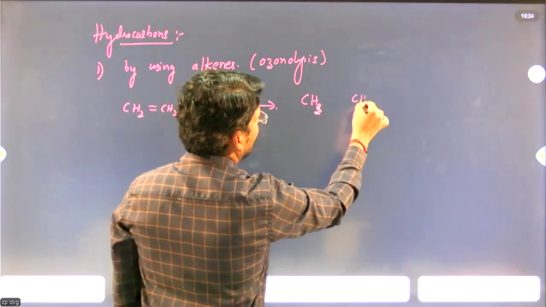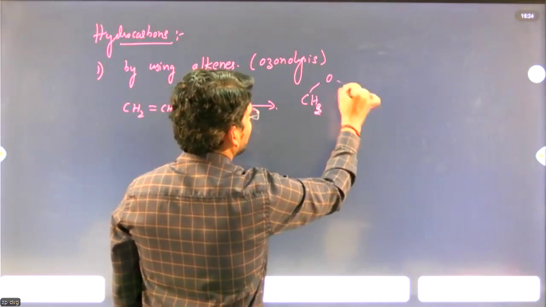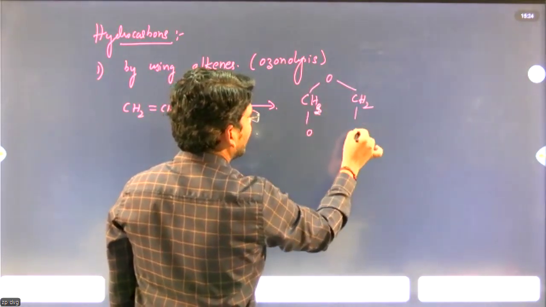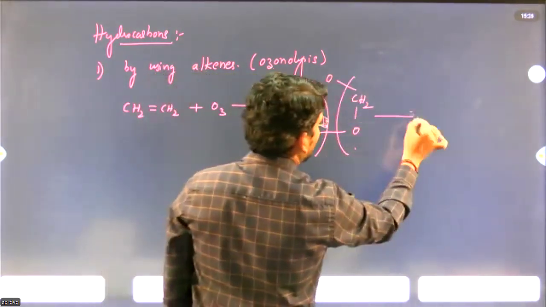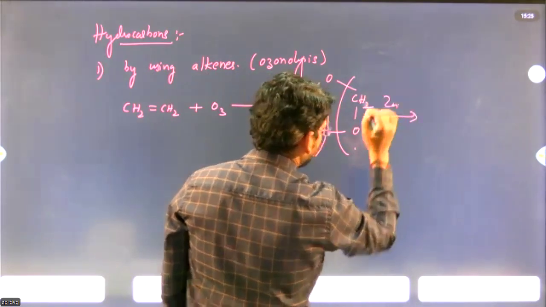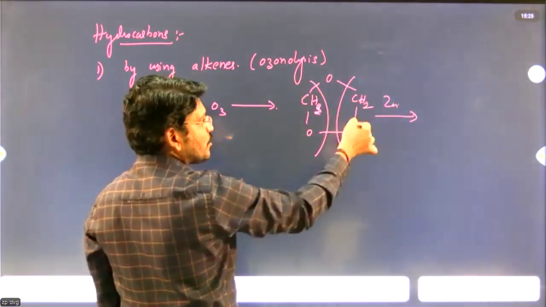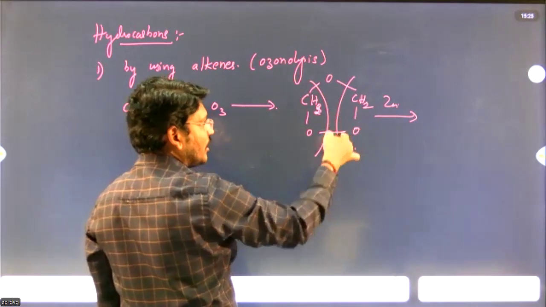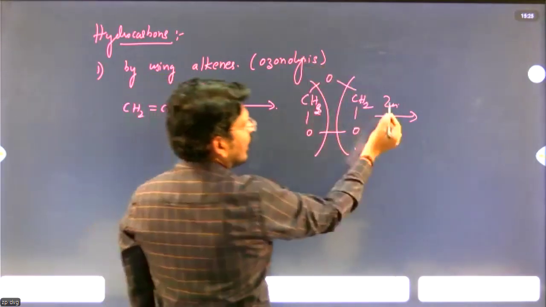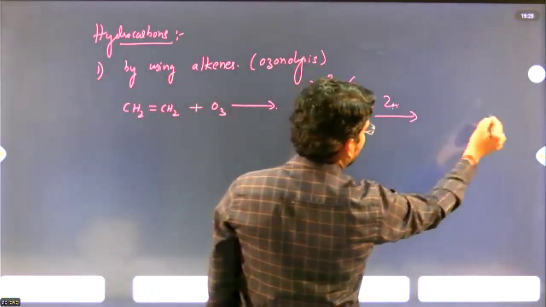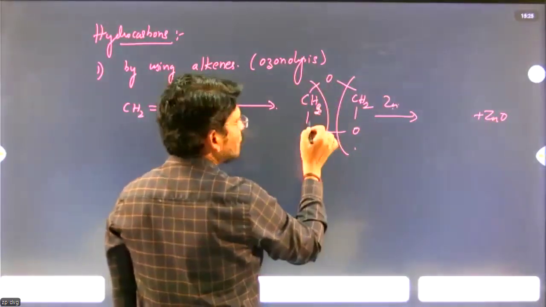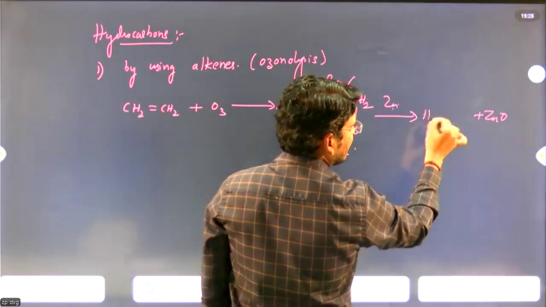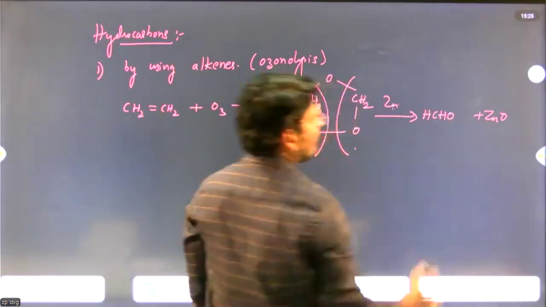So here we remove the double bond, and here one oxygen, and here one more, here one. Breaking of bond takes place in the presence of zinc. Here we get CH2O as one product and one more product, and zinc and oxygen combine to form zinc oxide. CH2O can also be written as HCHO.